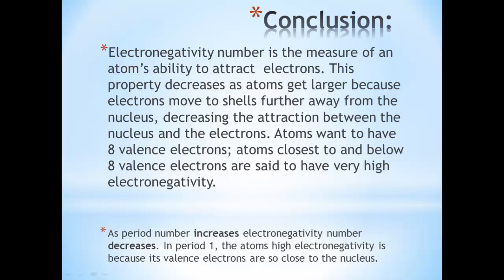Atoms closest to and below 8 valence electrons are said to have very high electronegativity. For example, in period 1, the atom's high electronegativity is because its valence electrons are so close to the nucleus. This gives them a higher electronegativity property than, say, other elements in other periods.